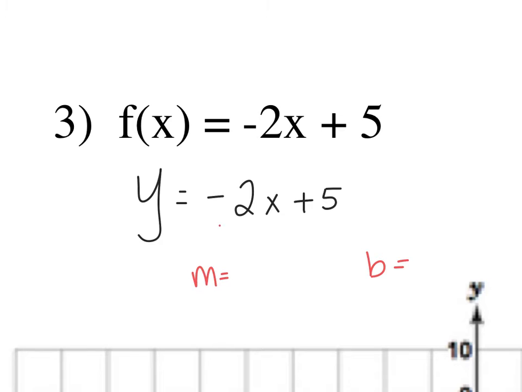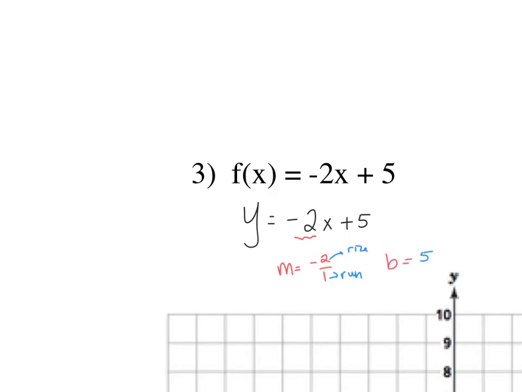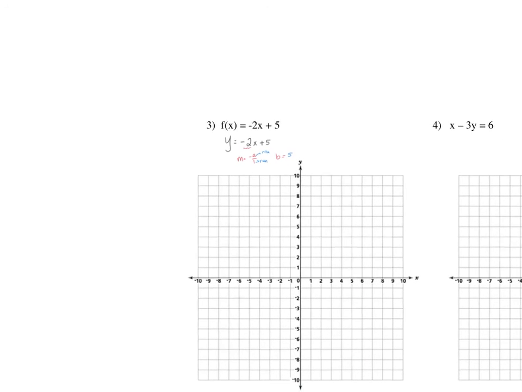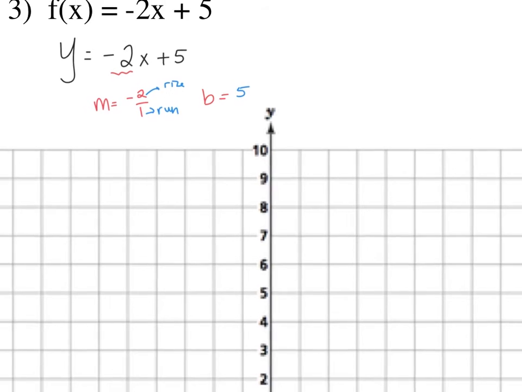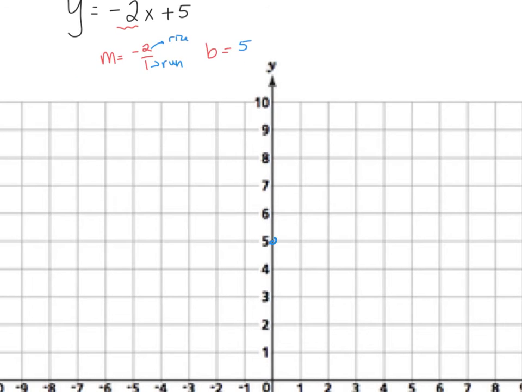The number attached to my x is a -2. Whenever you have a whole number, I like to put it as a fraction, so -2 over 1. So -2 is my rise, and 1 is my run. That's why I like to put the 1 there, so I know that I have to run 1. My y-intercept is a positive 5. So we're going to go right ahead into graphing it. We're going to plot our y-intercept at 0, 5.